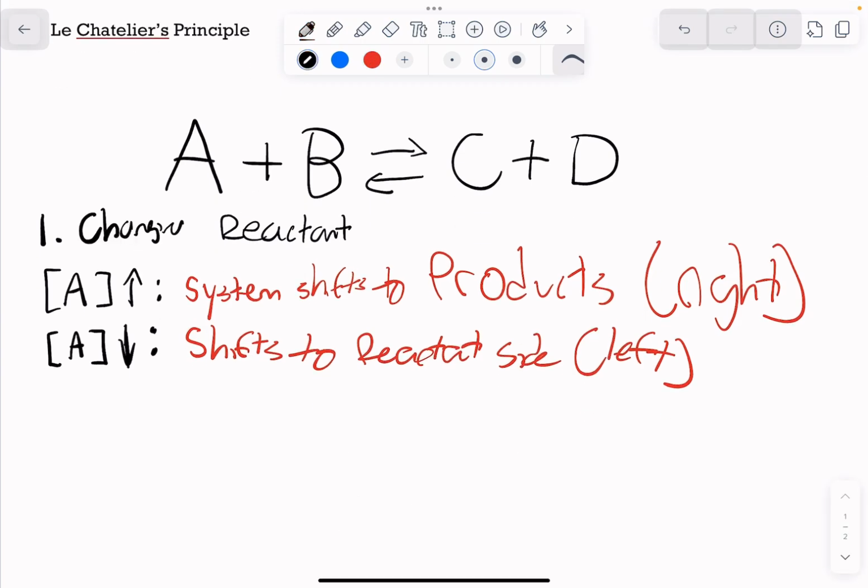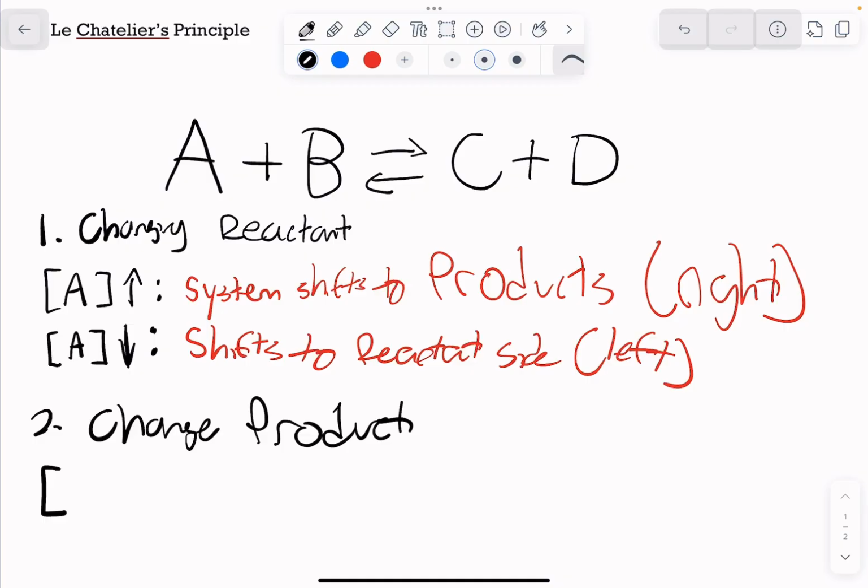Okay. Now, say we change a product. It's honestly the same exact thing. So say we increase the concentration of C, okay? What do you think will happen? If we increase the concentration of C, we create excess C, we add too much C. The system wants to sort of use up that excess C and get the system back to equilibrium.